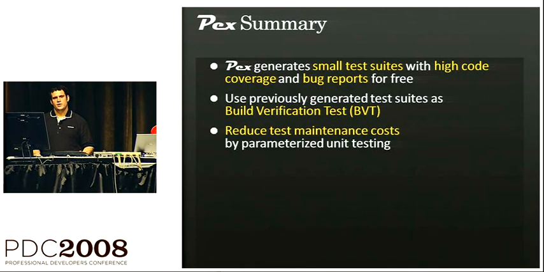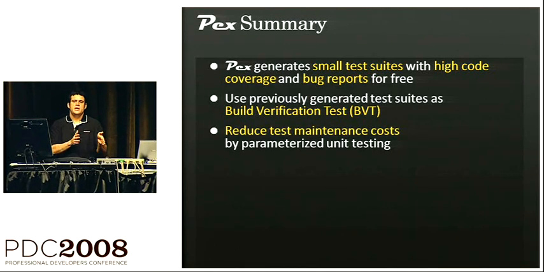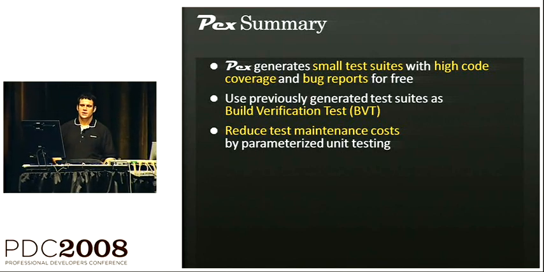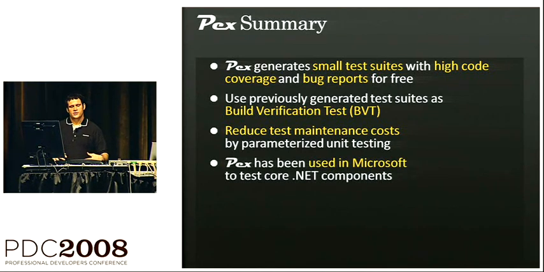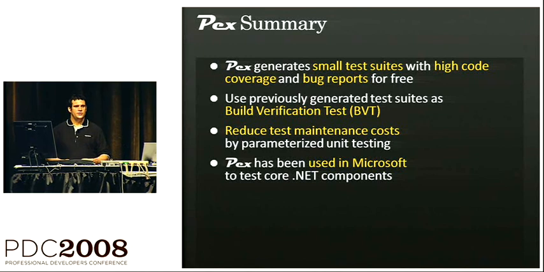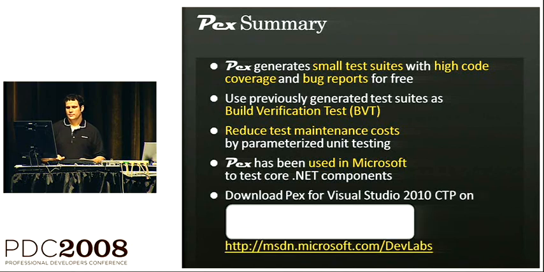The idea of parameterized unit test means that instead of writing many individual test cases, you can write general scenarios. So you write less test code, which means you have to maintain less test code. We have used PEX internally in Microsoft on already well-tested components, components that have been tested for years, and we've still found new bugs. That's our general experience. Whenever we try out PEX on a new piece of code, it always finds some new bugs that people just didn't think about.